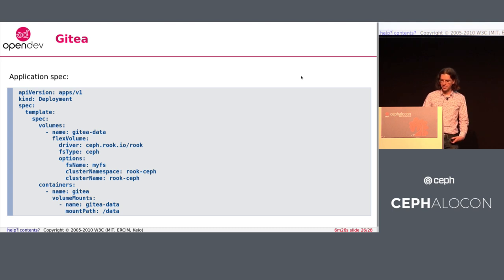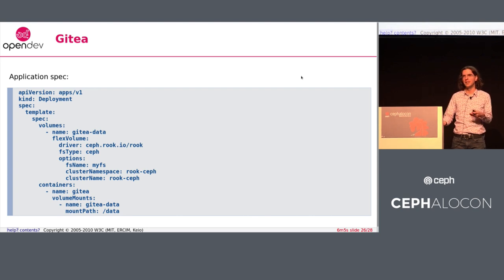And down here at the bottom, that's how we mount the volume into the Gitea container. So we just say that Gitea data is referencing the volume that we specified right above it, and then the mount path is slash data. So the end result of all of this YAML is that this tells Kubernetes to mount the shared CephFS file system into the Gitea container at slash data. And that's all we need to do in order to use all of this stuff that we've just set up.